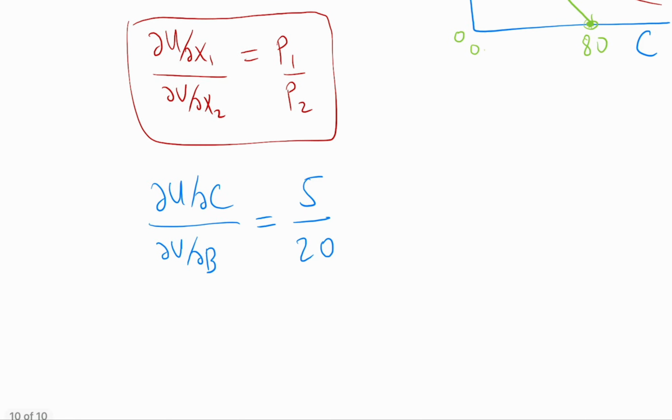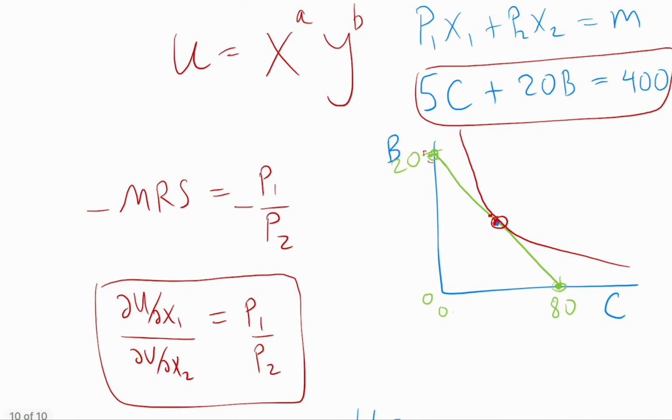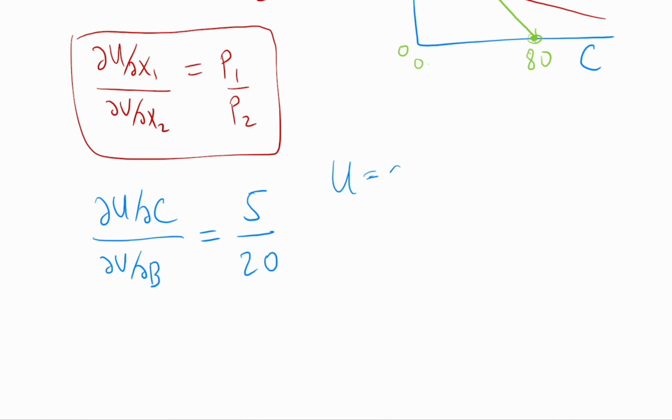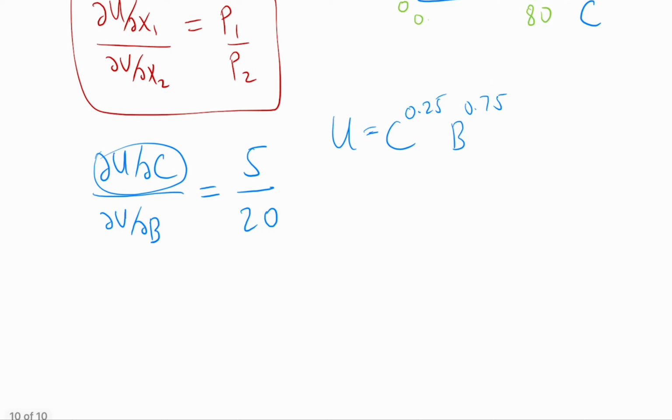So the utility function here is u equals c to the 0.25 times b to the 0.75. So let's now find the derivative with respect to c. The key is that this b to the 0.75 is treated like a constant because that's not your variable c. So it's kind of like if I were to ask you what's the derivative of 5x squared, you're going to treat the 5 as a constant, which means it stays there.